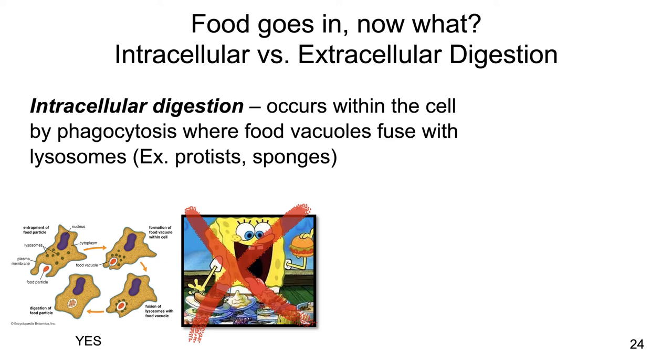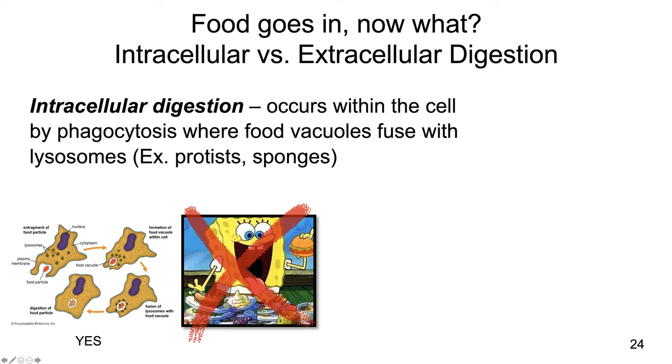So this happens by phagocytosis. Remember, phagocytosis is where you have a food particle that's brought into the cell, with the cell membrane pinching off around it. That food particle has not actually been broken down yet, and it's not really moved across the cell membrane yet. It's just been brought into the cell. And it's not until it's broken down within the cell that the food particles actually move across the cell membrane in this little food vacuole that's been pinched off, okay? And this is something that we see in protists and also in sponges.